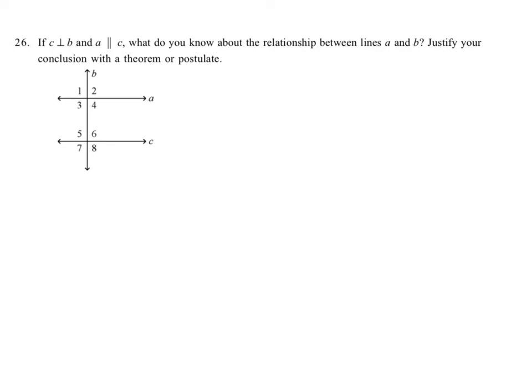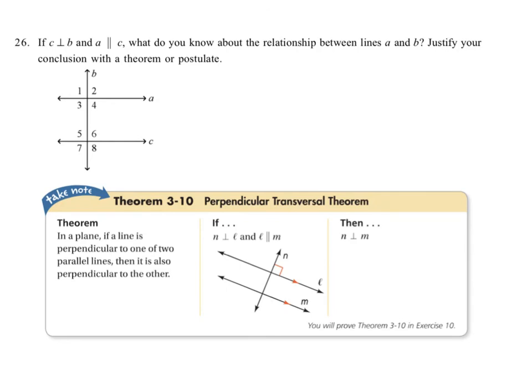Okay, and finally, in number 26, it just says if C is perpendicular to B and A and C are parallel, what do we know about the relationship between A and B? Well, then they must be perpendicular as well. Okay, and look, that's exactly the perpendicular transversal theorem. That's what it says.